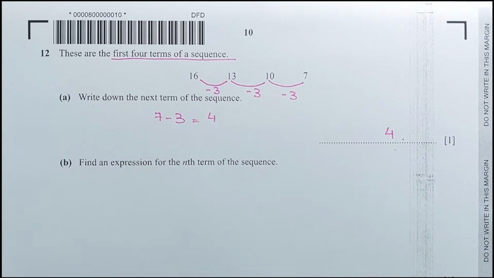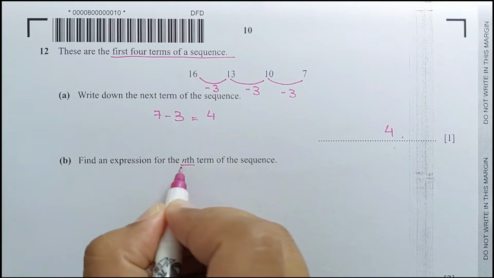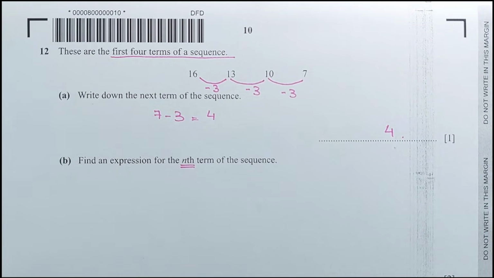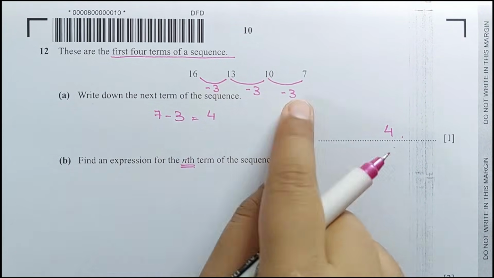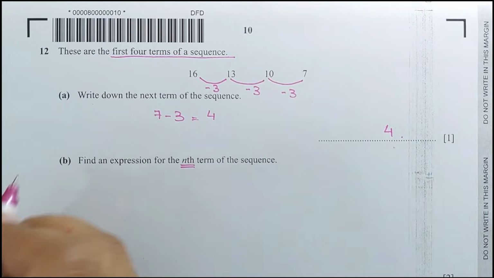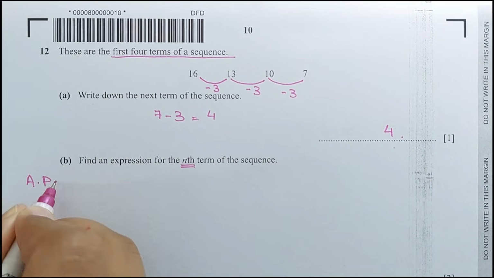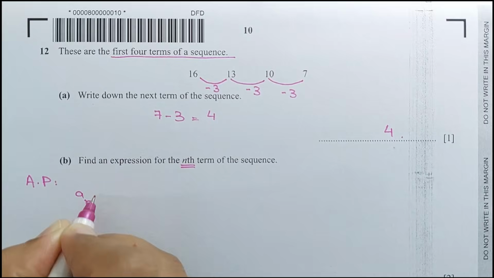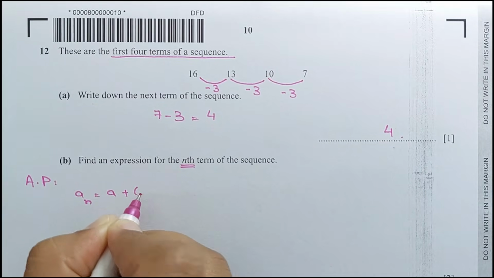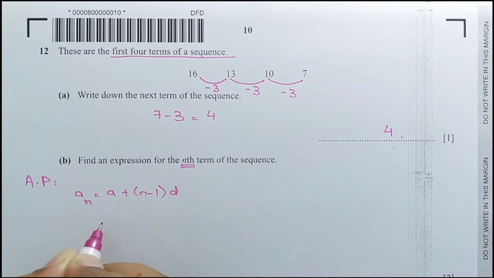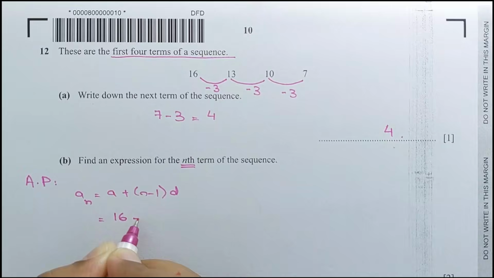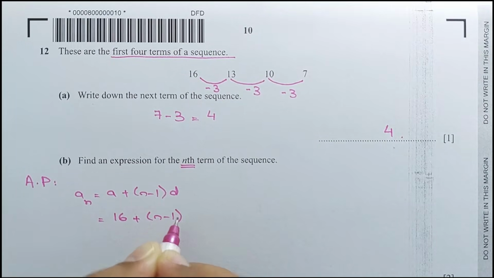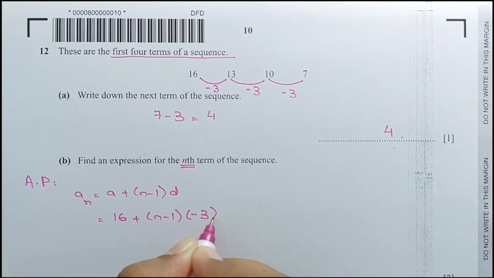Part B, find an expression for the nth term of this sequence. As you can see, this sequence has a common difference. So this is an arithmetic progression. So its nth term is a_n equals a plus (n minus 1) times d. a is the first term of the sequence, which is 16. d is the common difference, which is negative 3.